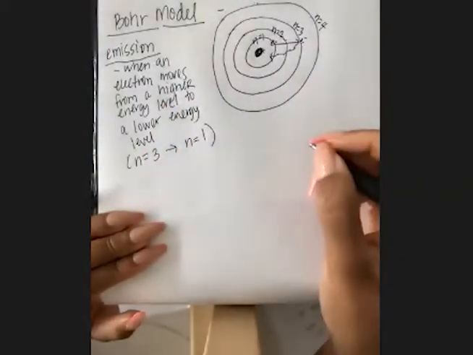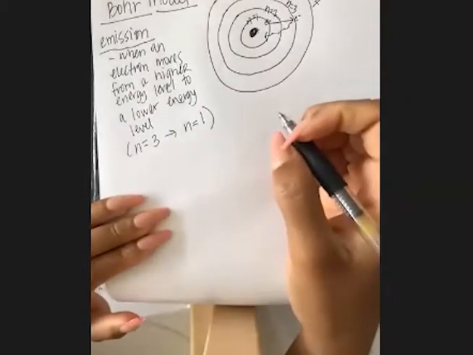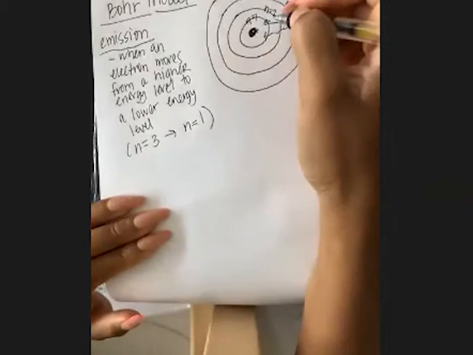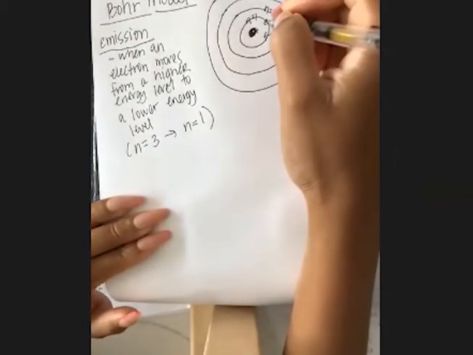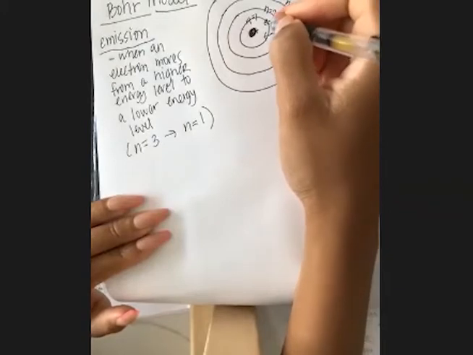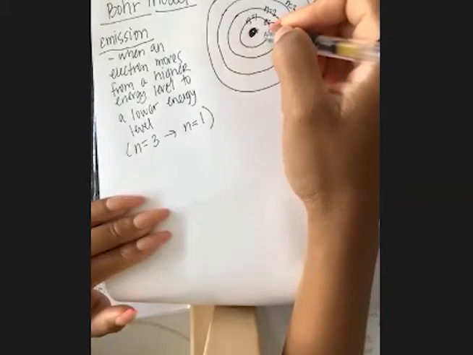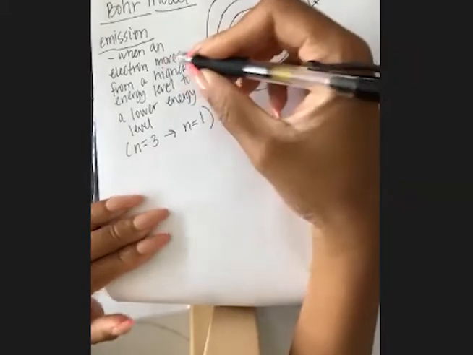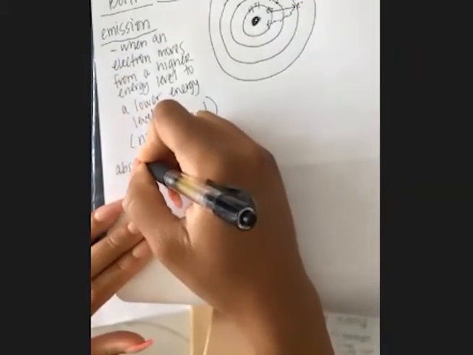That's what emission was. And conversely, absorption was when an electron went from a lower level to a higher level. So basically, an electron would absorb some energy and jump to a higher level, and then it would instantaneously fall back down to a lower level. When it fell to a lower level, we call that emission. When it jumped to a higher level, we call that absorption.